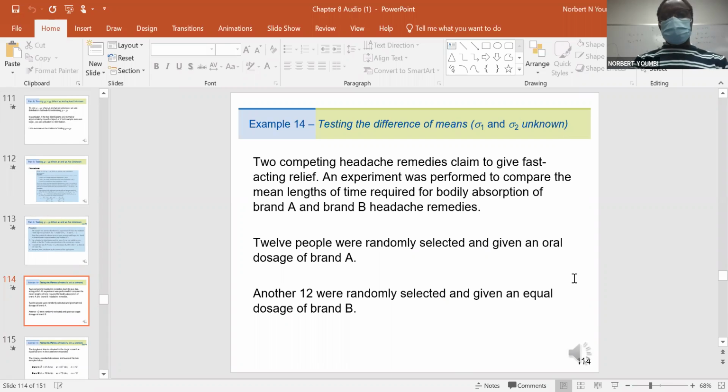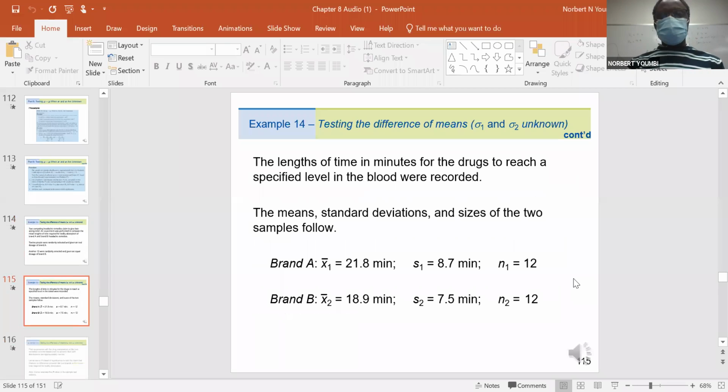So we are going to do an example with the T distribution. Two competing headache remedies claim to give fast-acting relief. An experiment was performed to compare the mean length of time required for bodily absorption of brand A and brand B headache remedies. 12 people were randomly selected and given an oral dosage of brand A, and 12 were randomly selected and given an equal dosage of brand B.